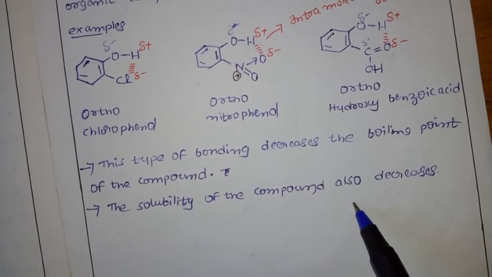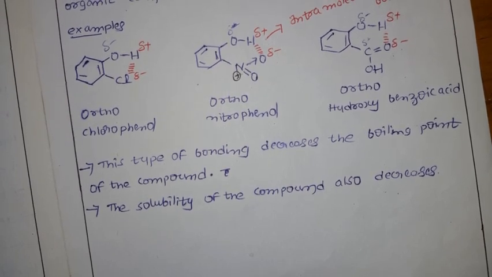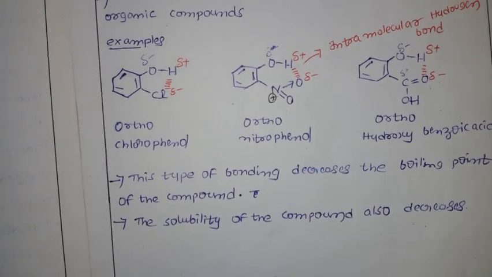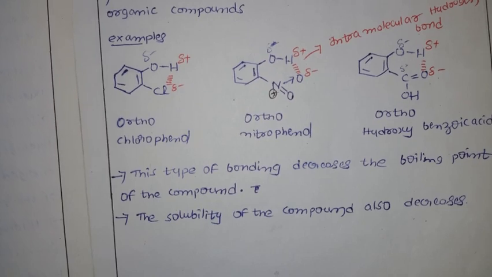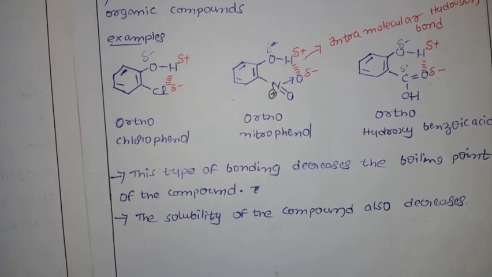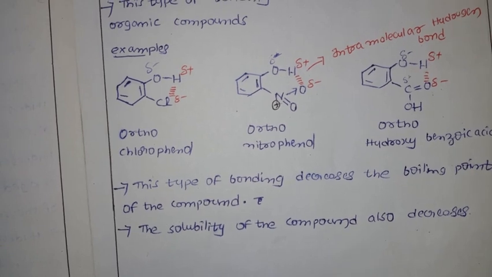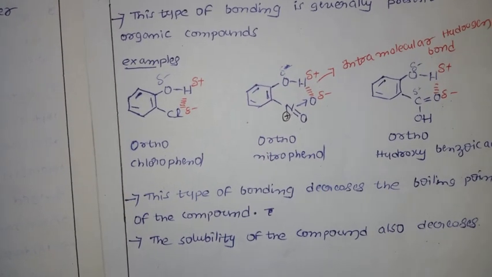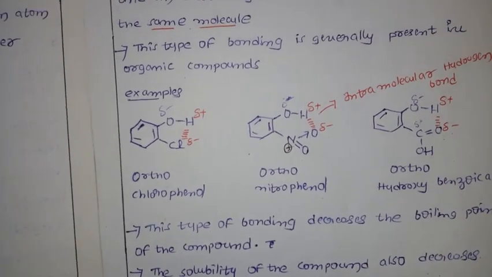Now if you go for the comparison, intermolecular hydrogen bonding increases the boiling point, while intramolecular hydrogen bonding decreases the boiling point. Whereas intermolecular hydrogen bonding increases the solubility, intramolecular hydrogen bonding decreases the solubility. Okay, this is about hydrogen bonding. So in the exam they may ask you to write a short note on hydrogen bonding. In that you have to write both inter and intra with examples.